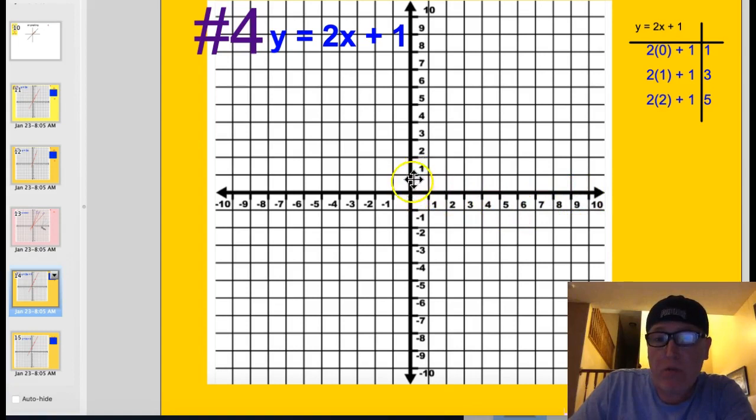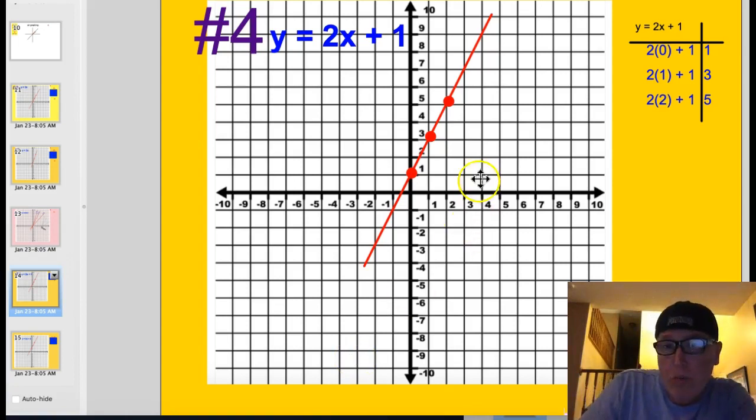All right, so go ahead and click here, and I've already graphed it. You notice the slope is a little bit steep, but it goes through here at 0, 1. It's not going through the origin anymore. Okay, let's try another one.